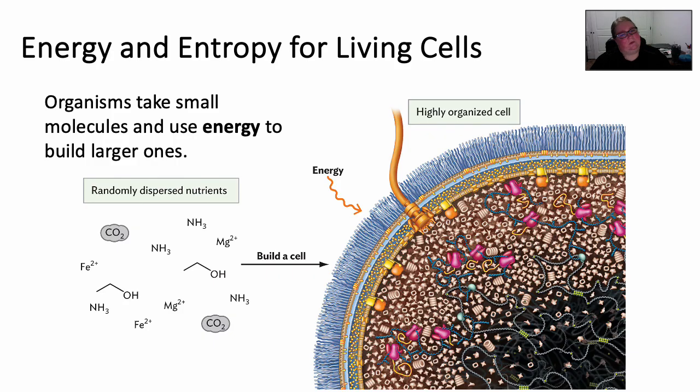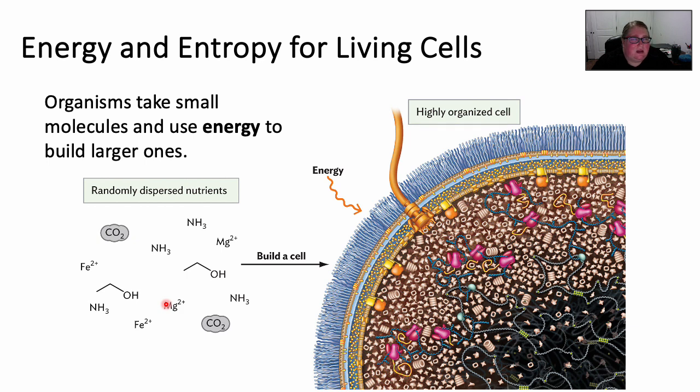Okay, so let's talk about cells. Cells are highly organized. One of the ways that organisms get highly organized cells is they're going to take smaller molecules like ammonia, iron 2 plus, carbon dioxide, ethanol, and magnesium 2 plus, and combine them to make more complex structures through a process called biosynthesis.